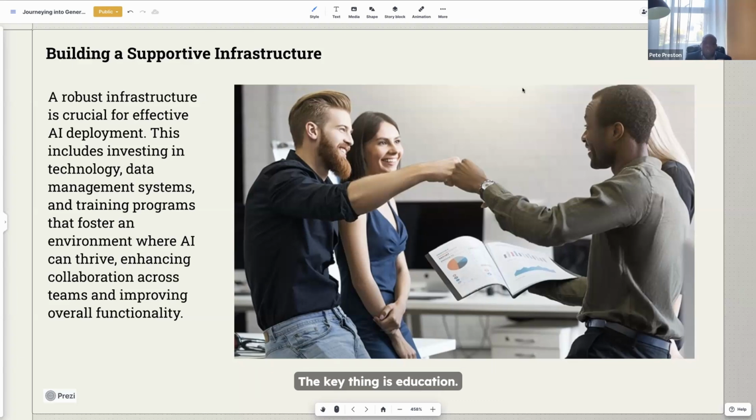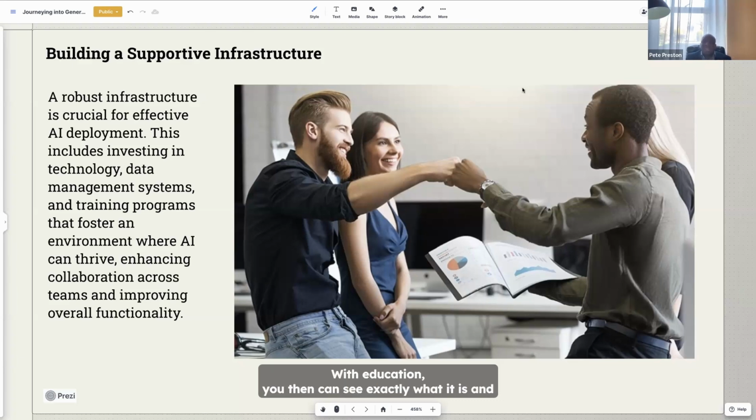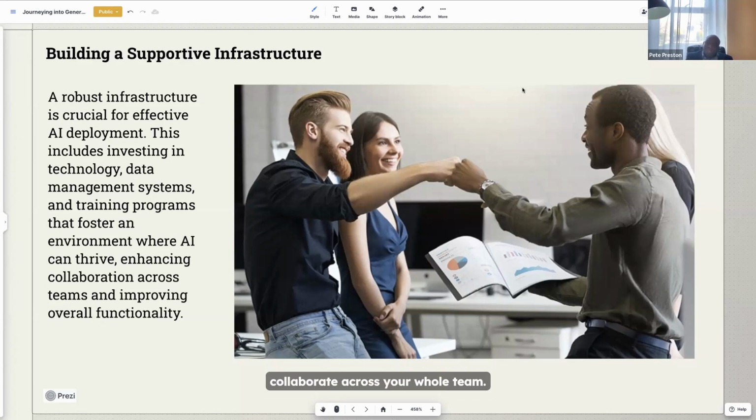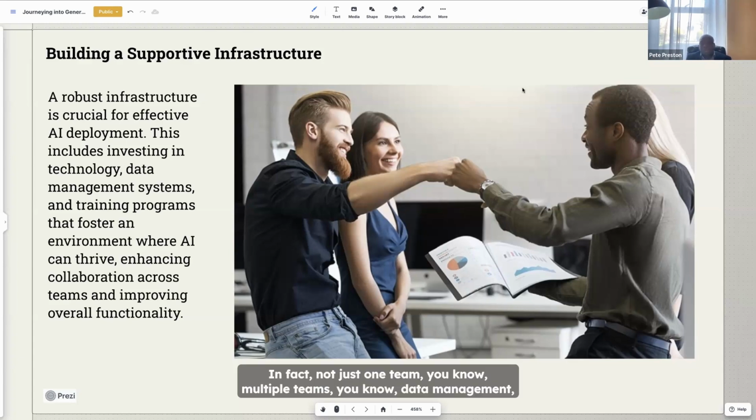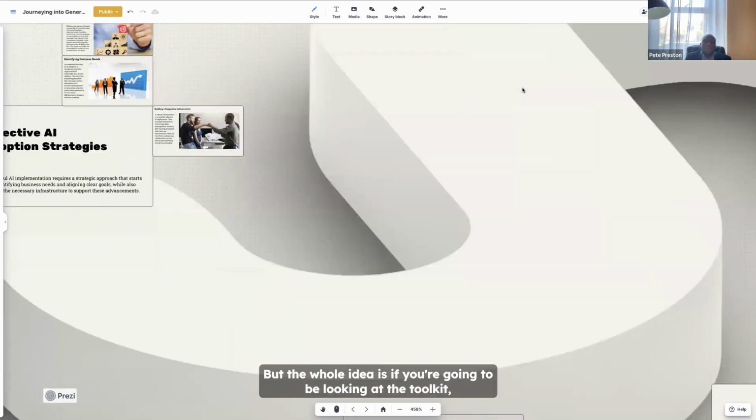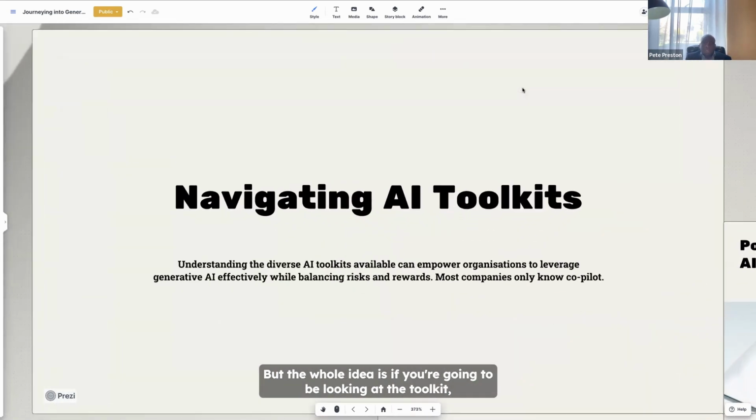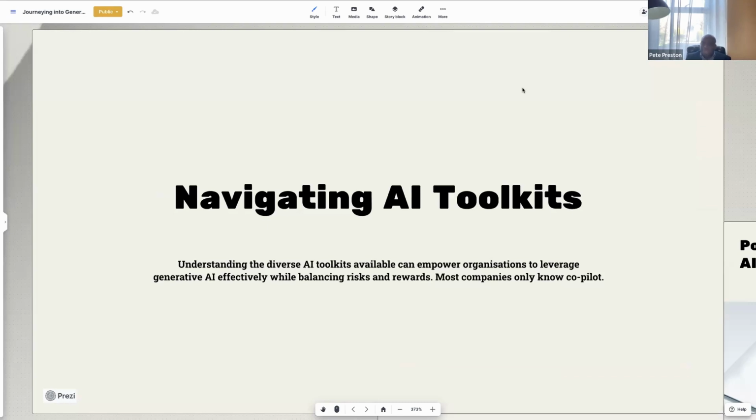The key thing is education. With education, you can see exactly what it is and be able to see how you can use this to collaborate across your whole team. In fact, not just one team, multiple teams, data management, so many absolute use cases for what this is. But the whole idea is, if you're going to be looking at the toolkit, how are you going to leverage this to know where the risks are and the rewards?